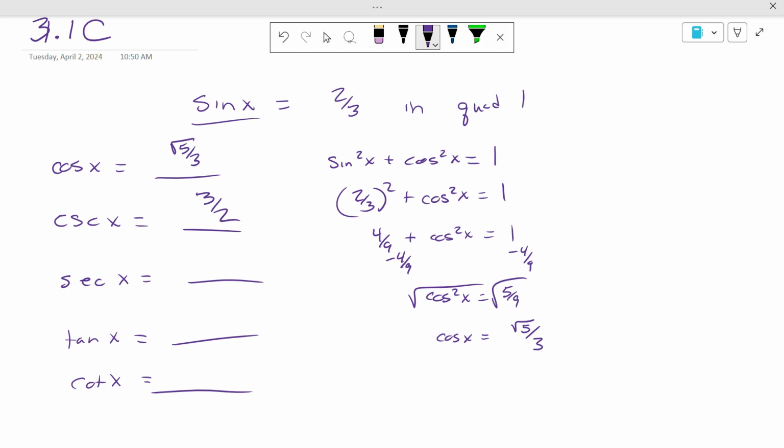How do we find the secant of x? Well, the secant of x is equal to 1 over cosine of x, right? So it's 1 over the square root of 5 over 3. So it's just a reciprocal of the cosine of x, right? So it's 3 over square root of 5. Can we leave square root of 5 on the bottom? No. So we have to multiply top and bottom by square root of 5. So it's 3 square root of 5 over 5.